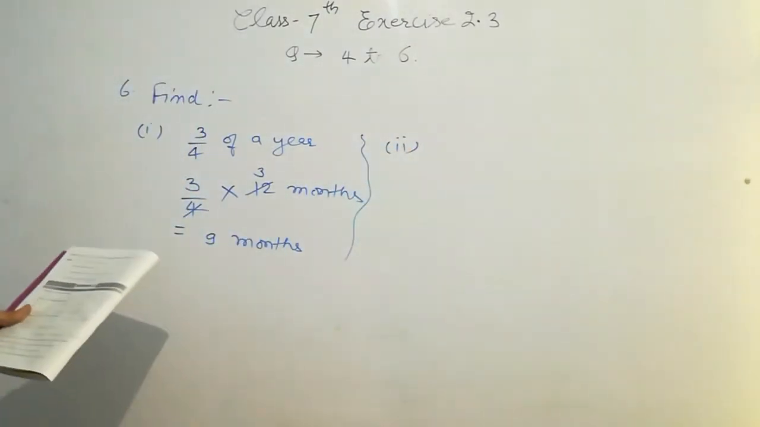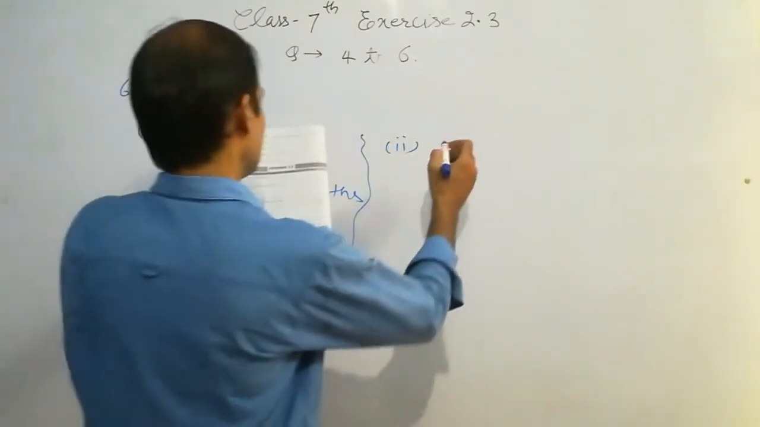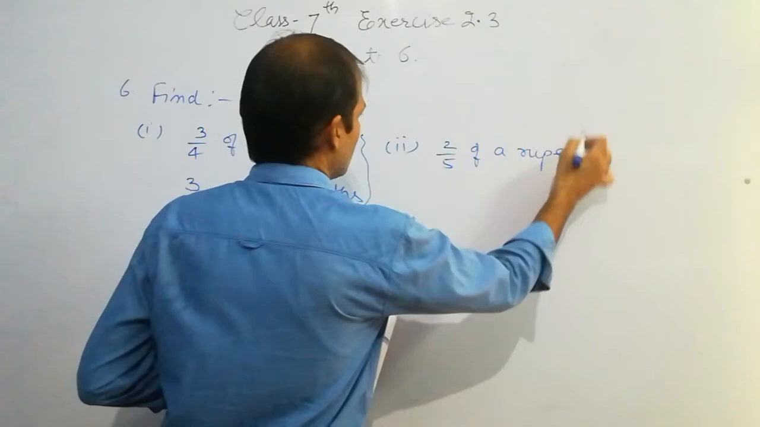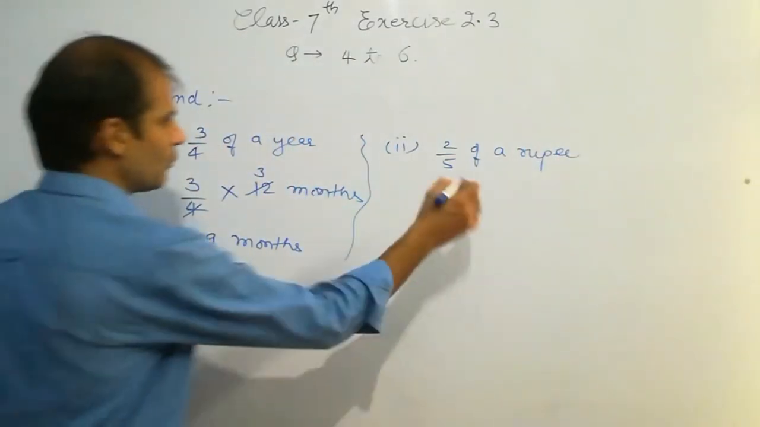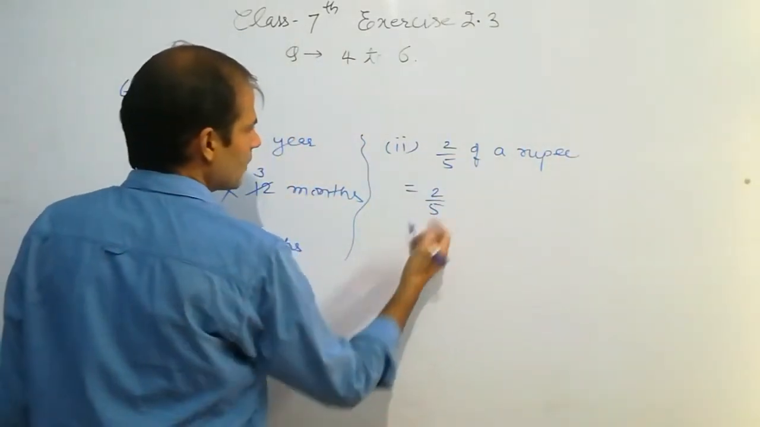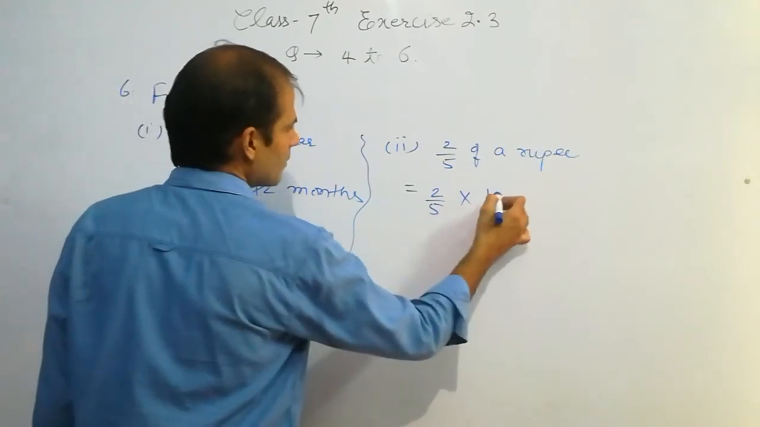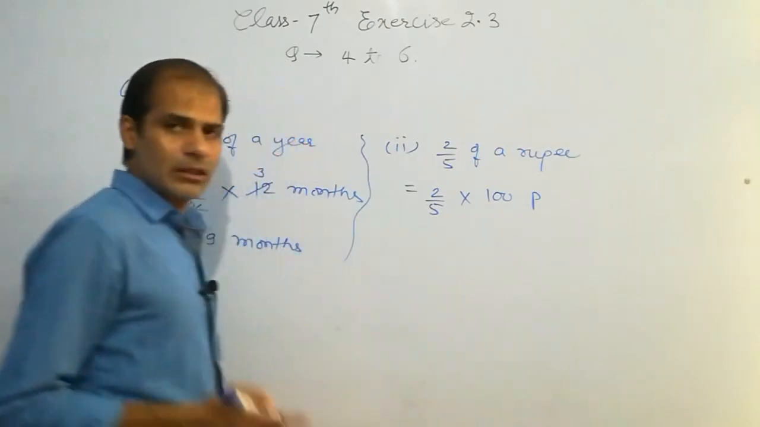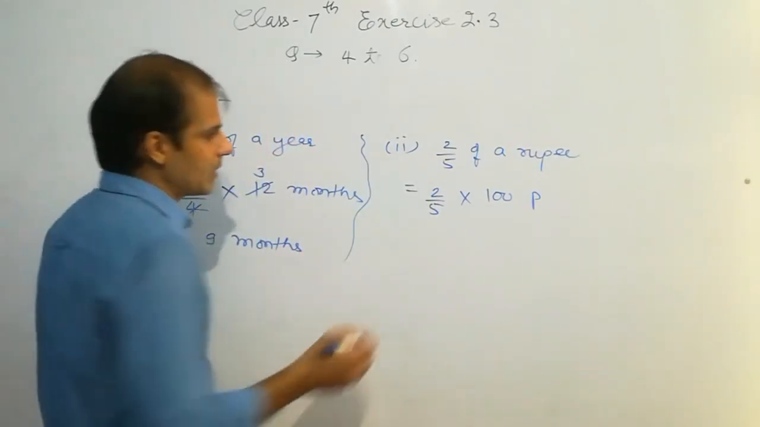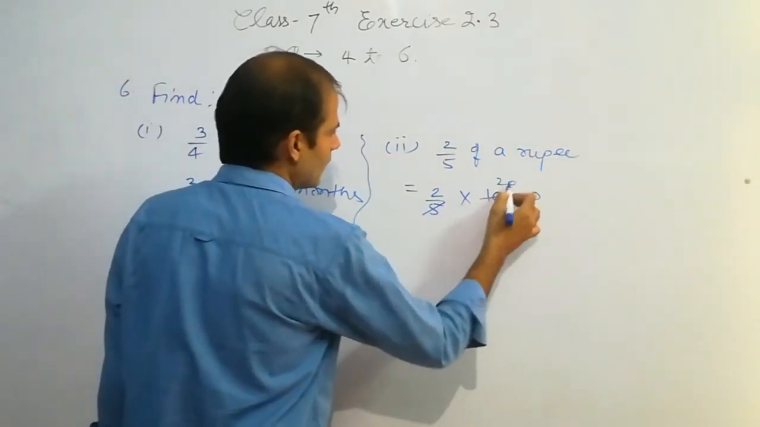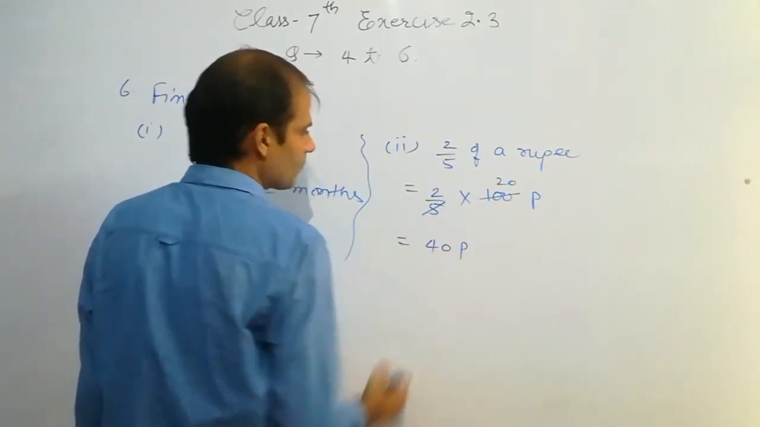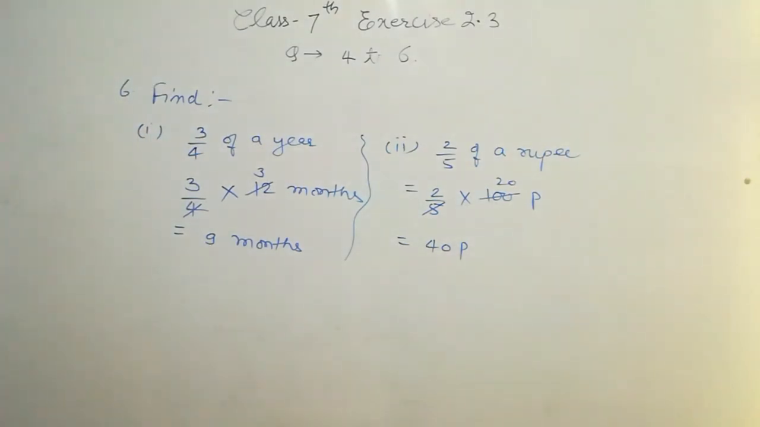Alright students, second part, it's very interesting question. 2/5 of a rupee. Now 2/5 of a rupee means simply 2/5 of means multiply, rupee means 100 paise. You have to remember that 1 rupee is 100 paise. Now divide 100 by 5, 20 times, as 2 into 20 is 40 paise. Okay students, pause the video and note it down.